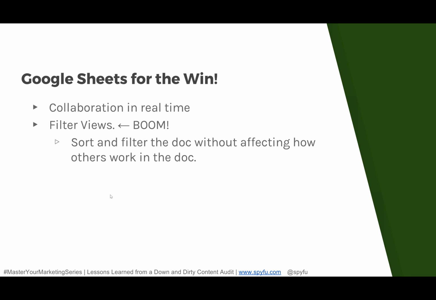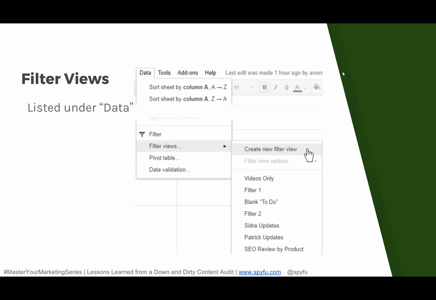And the way we were able to all collaborate together was through filter views. This was an absolute game changer for us. If you sort or reorganize or filter in a collaborative document, it'll change it for everyone. And if people are actively working in it, that can be extremely detrimental and annoying and can screw a lot of stuff up.